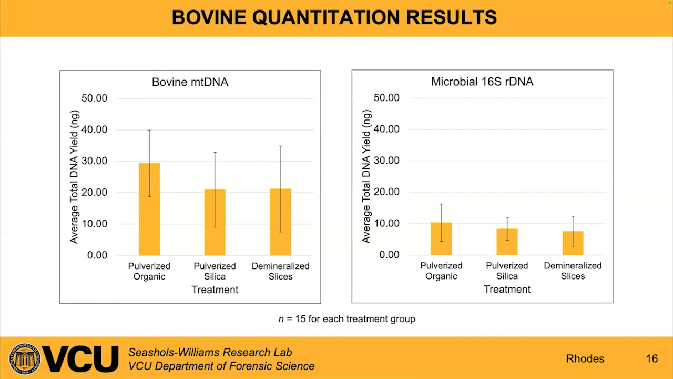So the bovine quantitation results are shown here. On the left side of the screen is the bovine mitochondrial DNA, average total DNA yields for each of the treatment groups. And on the right is the microbial 16S ribosomal DNA, average total DNA yield within each of the treatment groups. There were 15 observations for each treatment group as the samples were tested in triplicate, and we had 5 bones. And there were no statistically significant differences between both of these quantitation results.